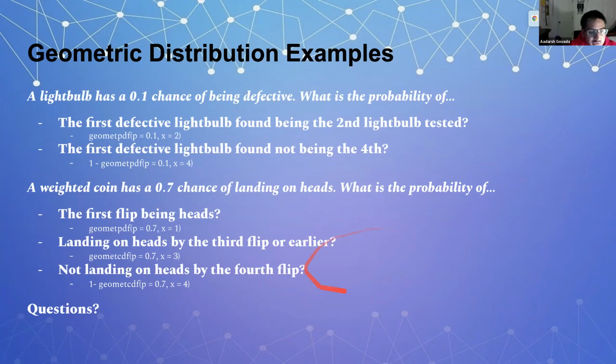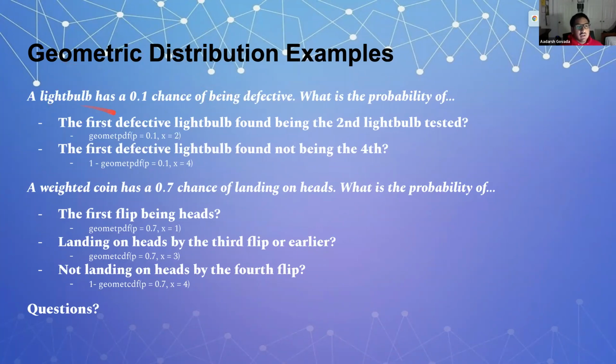All right, so now we're gonna quickly look at some geometric distribution examples. I said this was gonna be a short class. Apparently I lied. But yeah, we're gonna look at some geometric distribution examples.